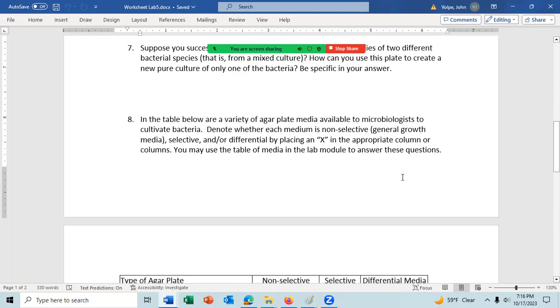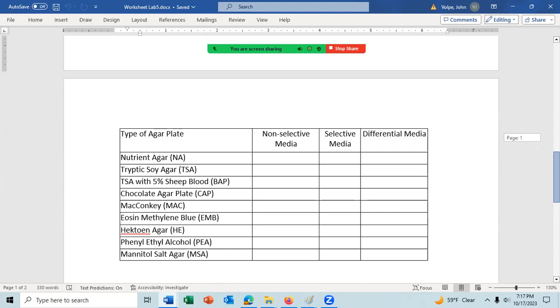8, in the table below are a variety of agar plates. They have different media available to microbiologists to cultivate bacteria. Denote whether each medium is non-selective, a general growth media, or a selective media, or a differential media by placing an X in the appropriate column or columns. You may use the table of media in the lab module to answer these questions. So nutrient agar, put an X if you think it's non-selective, put an X here if you think it's selective, put an X there if you think it's differential.